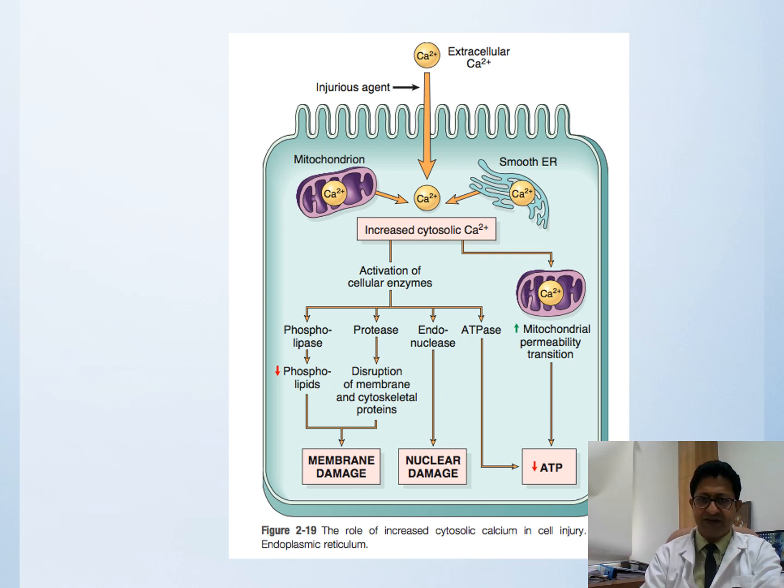Now, due to the activation of these cellular enzymes, you see that there are two other enzymes also which are synthesized. One is endonuclease, which has a very bad effect on the nuclear membrane, as a result of which the nuclear membrane gets damaged. And as a result of increased calcium, the ATPase enzyme also gets activated, and when it gets activated, it has its ill effect on ATP synthesis. The synthesis of ATP is decreased, as a result of which again the functions of the cell and the cellular organelles deteriorate.